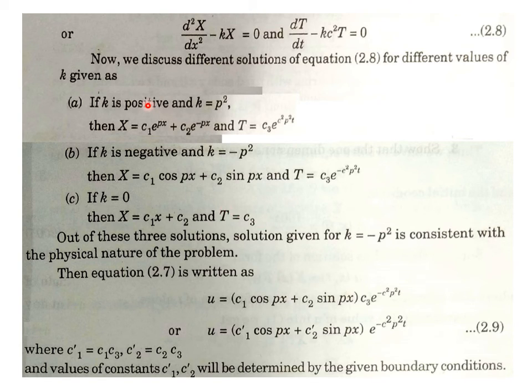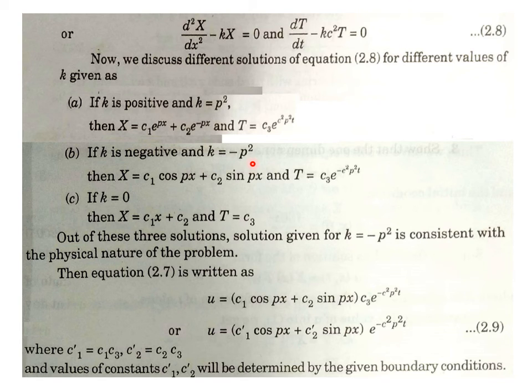Out of these three solutions, like we discussed in the case of the wave equation also, we have only one solution which is close to the physical nature of the problem, meaning the problem of heat, that is the heat equation we are solving here. That solution is again for k equals minus p square, because these trigonometric circular periodic functions appear only in part B, for k equals minus p square, and not in part A and part C.